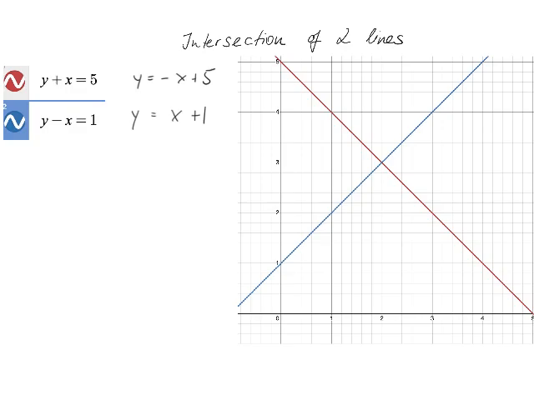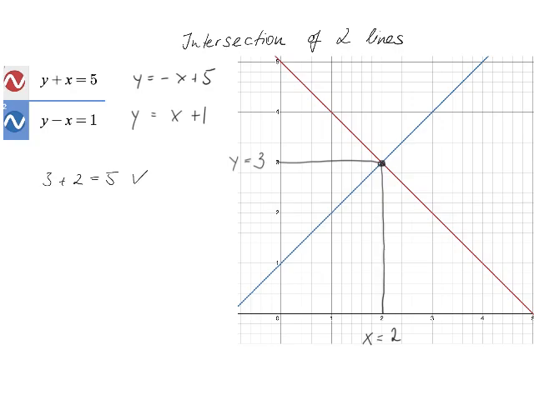Now we can look at the graph, and this would be the point. If we go down, we can see that this is happening when x equals 2 and y equals 3. So if we try that and put these two into our equation, y plus x equals 5, if I go 3 plus 2, yes, that equals 5.